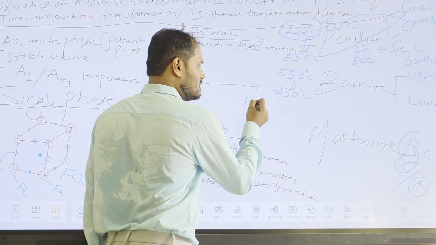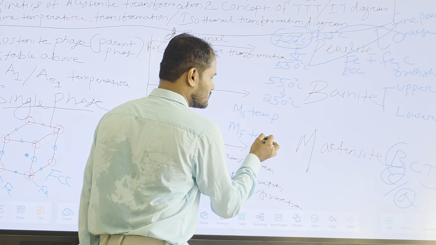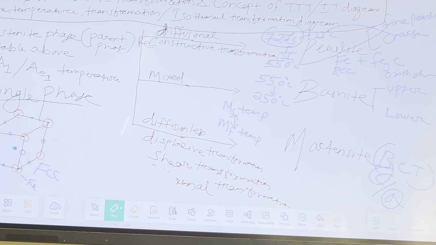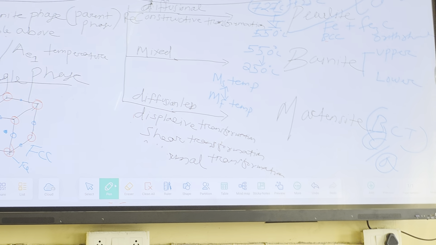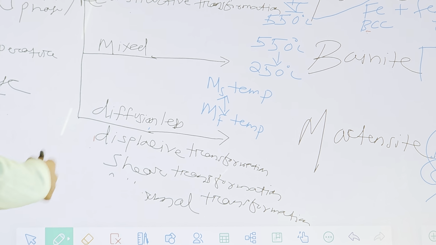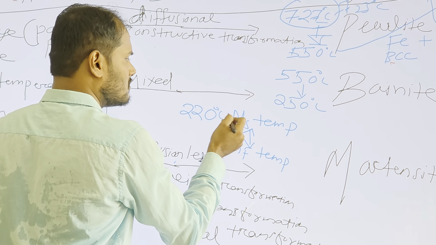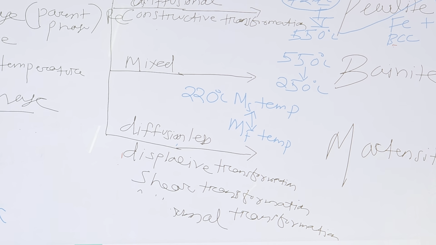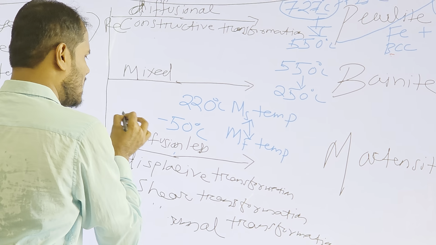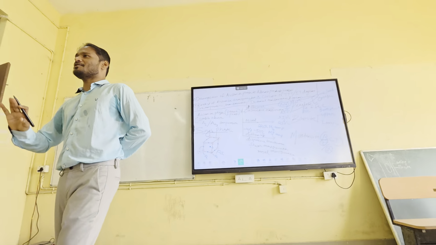Very good, so this is very interesting. We have the MS temperature and we have the MF temperature. This is the range of martensite formation. MF means martensite finish, and MS means martensite start. Basically this is below 250, around 220 degrees centigrade. And MF you cannot say, it depends upon the composition. Sometimes maybe minus 50, maybe minus 40. See how far below you need to go to complete the transformation.